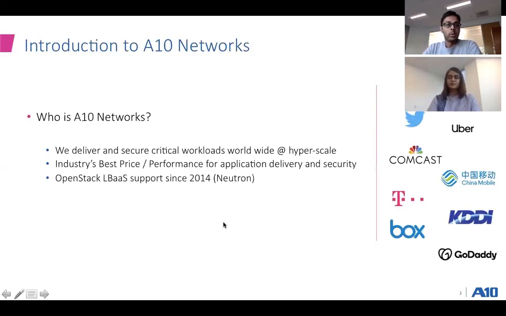A quick introduction to A10 Networks, who we are. We've been around for about 15 years. We have about 8,000 plus customers, and we deliver and secure critical workloads at hyperscale. We work closely with the leading service providers, with the web scalers, and the large enterprises to help with their application delivery and security needs. We are known in the industry for our best price to performance ratio, and that's primarily enabled by the performance that we enable with our flexible architecture.